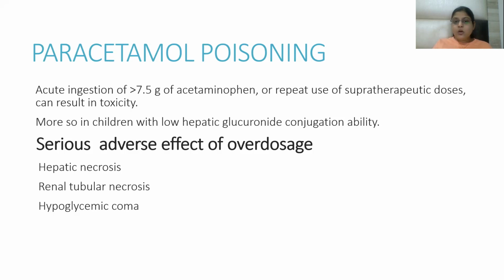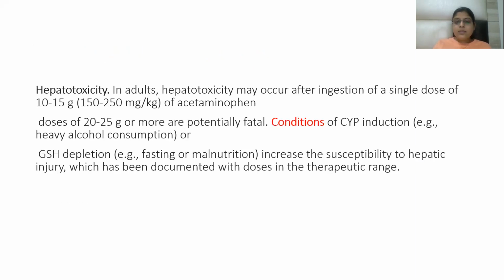The serious adverse effects of paracetamol overdosage are hepatic necrosis, renal tubular necrosis, and hypoglycemic coma. Liver damage can occur, renal damage can occur, and hypoglycemic coma can occur. Now, hepatotoxicity in adults may occur after ingestion of a single dose of 10 to 15 gram of acetaminophen, which is 150 to 250 milligram per kg. Doses of 20 to 25 gram are potentially fatal, meaning they can result in death.